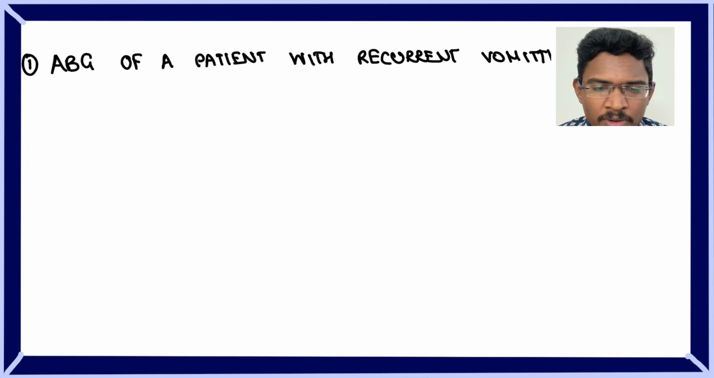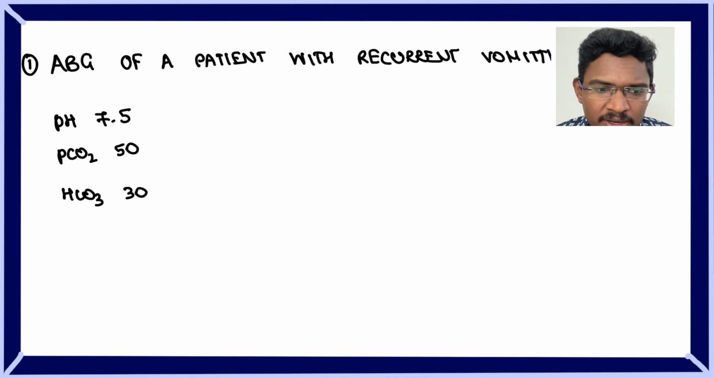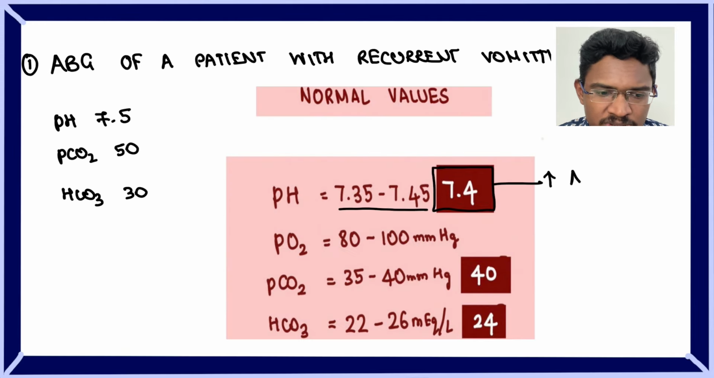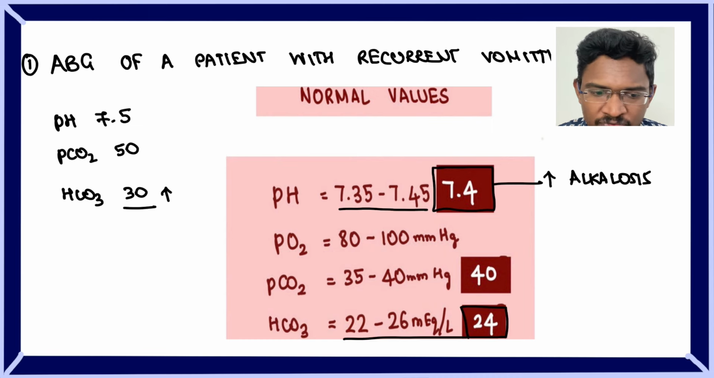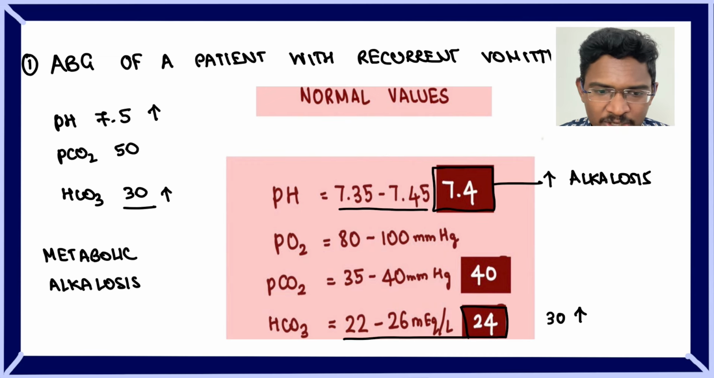So as we know, ABG questions are a must, even if it is INI CET or NEET. So better be prepared with these basic values, which is pH 7.35 to 7.45, single value 7.4, PCO2 35 to 40, single value 40, bicarb 22 to 26, single value 24. So here pH is increased, more than 7.4, it is alkalosis. Next, bicarb is raised, 30, metabolic alkalosis.